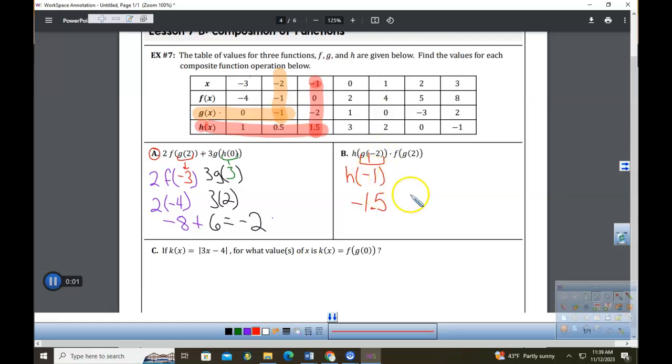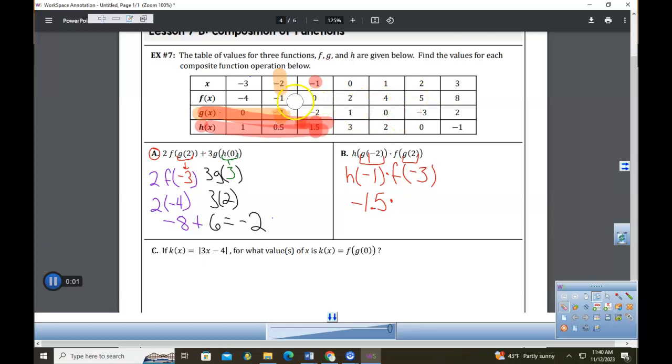All right. So now I'm going to do f of g of 2. So I'm going to do g of 2. G of 2 is negative 3. So I'm going to do f of negative 3.